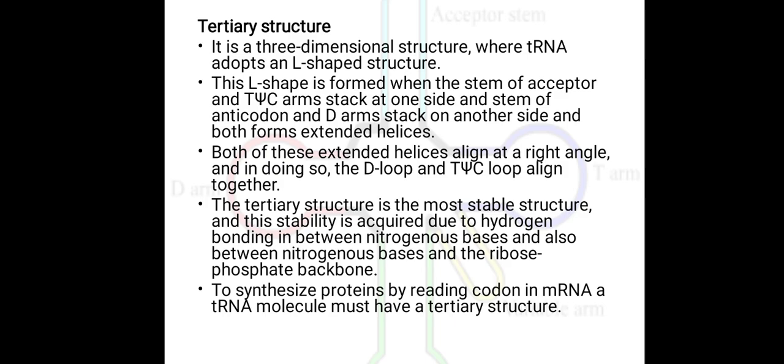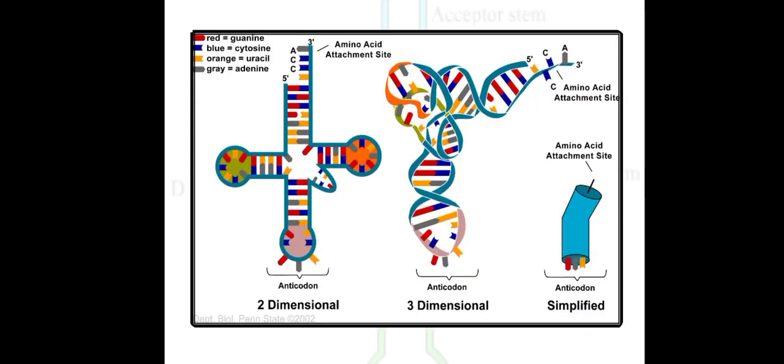This tertiary structure is the most stable structure of the tRNA molecule, and its stability is acquired due to the hydrogen bonding between the nitrogenous bases and also between the nitrogen bases and the ribose phosphate backbone. To synthesize proteins by reading the codon in an mRNA, a tRNA molecule must have the tertiary structure. Means whenever they are present within this tertiary structure, then and only then are they responsible for the decoding of the codons present on the mRNA molecule during the translation process.